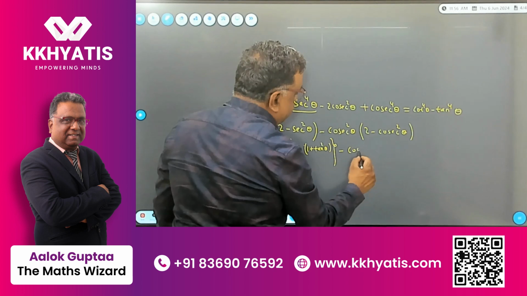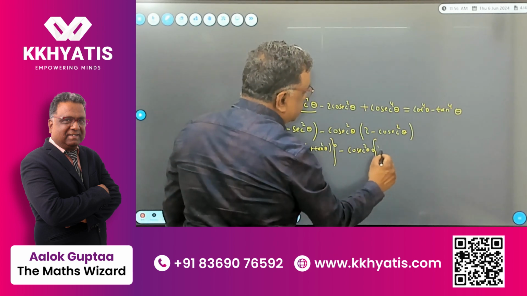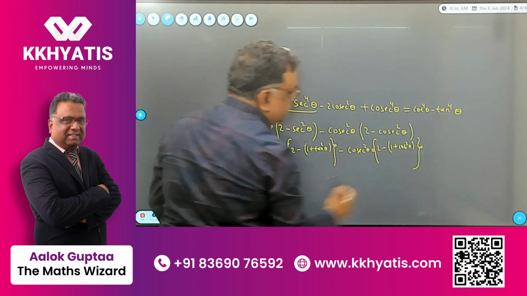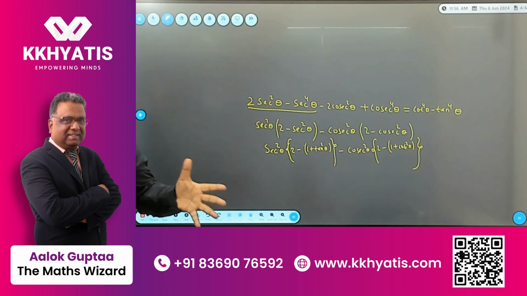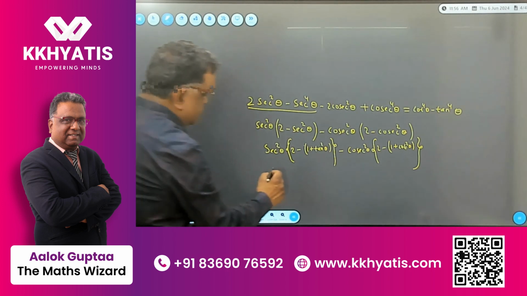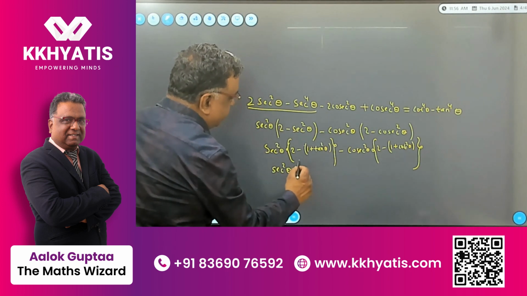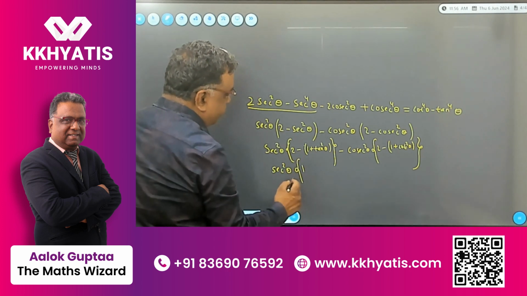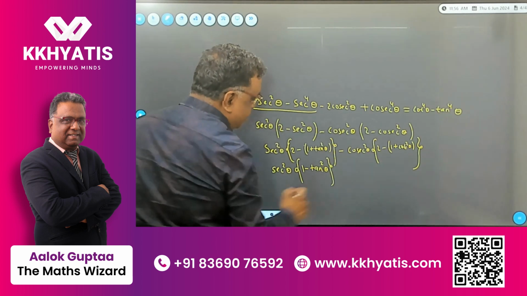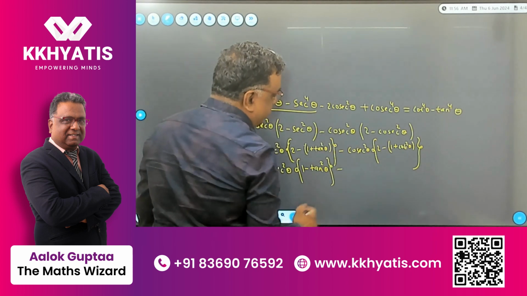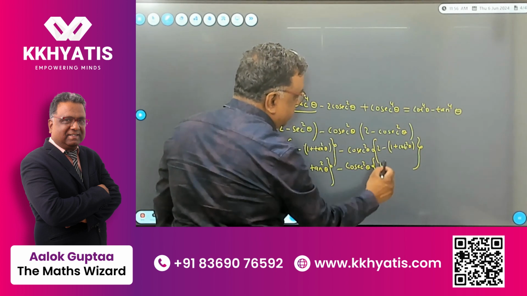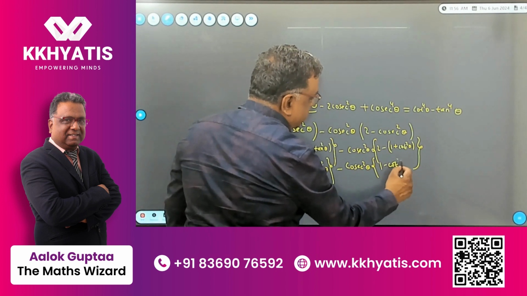And here I can write cosec square theta as 1 plus cot square theta, because cosec square theta minus cot square theta is 1. So cosec square theta would be 1 plus cot square theta. So this expression will become sec square theta, 2 minus 1 would be 1, and it will be minus tan square theta. And here it will be cosec square theta. Again 2 minus 1 would be 1, and it will become minus cot square theta.